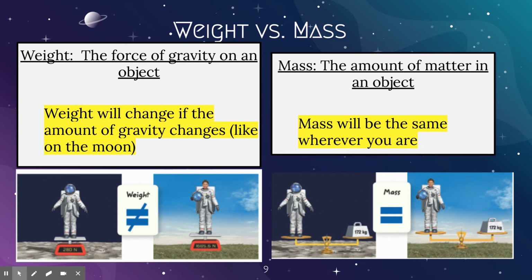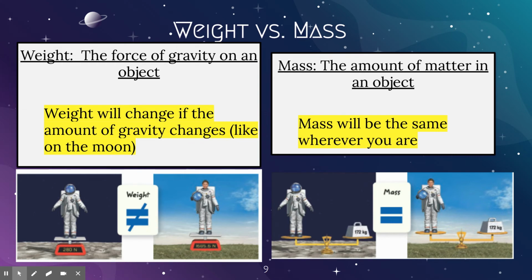The third big idea here is weight versus mass. A lot of times we use these two terms interchangeably, but they are not the same. Weight is the force of gravity on an object. So weight is measured in newtons, or we use pounds here, but the standard unit of measurement is the newton. It's a measure of force, and what weight is measuring is how much gravity is pulling on an object. Obviously, the more massive something is, the more it is also going to weigh.